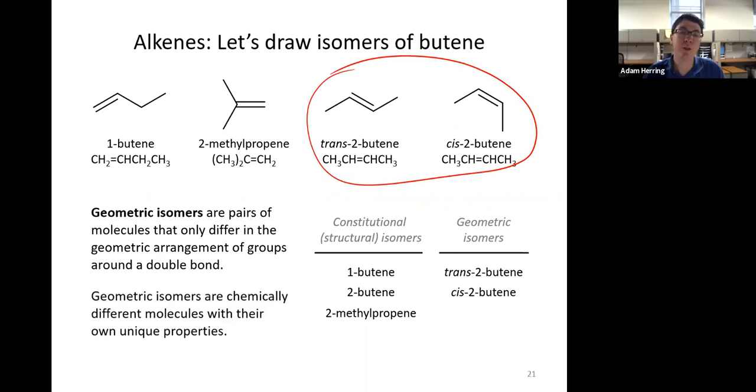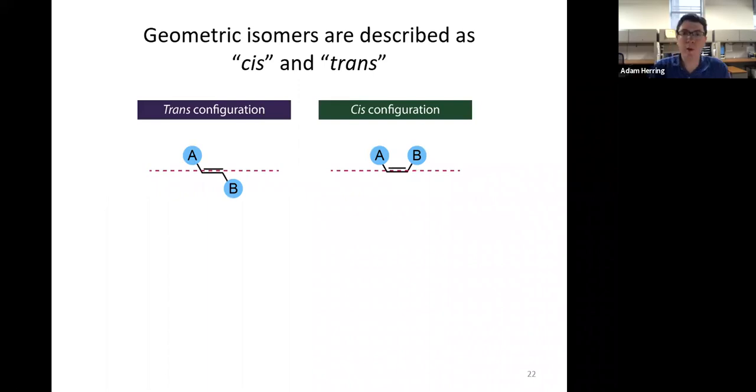And geometric isomers are chemically different from each other. They have their own properties. So let's talk a little bit more about these geometric isomers. We use the terms cis and trans to describe the geometric isomers. And what we're looking at is the location of the groups that are on either side of the double bonds.